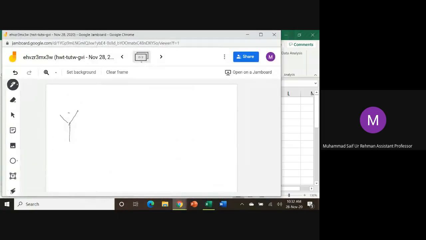Y hat is equal to, sorry, alpha. I'm going to use alpha instead of beta naught. Alpha hat plus beta 1 hat x1 plus beta 2 hat x2 plus ei. Fine. So this is the equation, and we are interested in finding out beta 1 and beta 2. So what is the formula for beta 1 and what is the formula for beta 2?